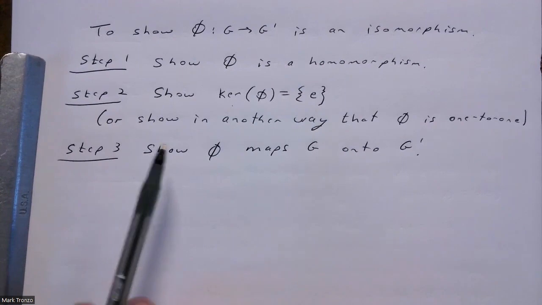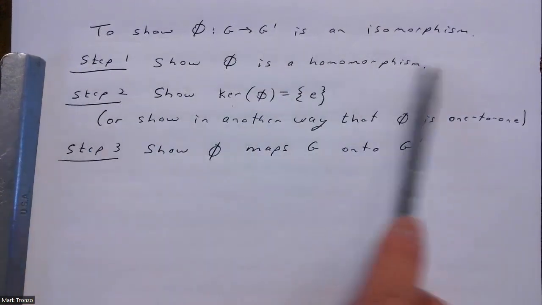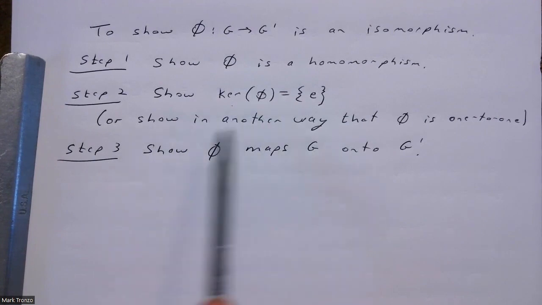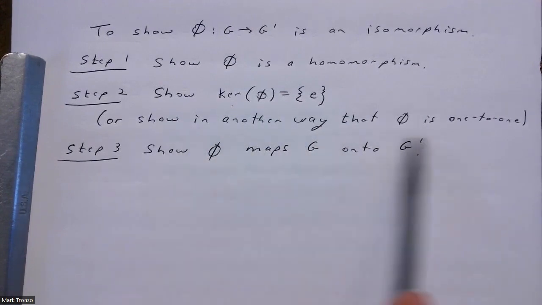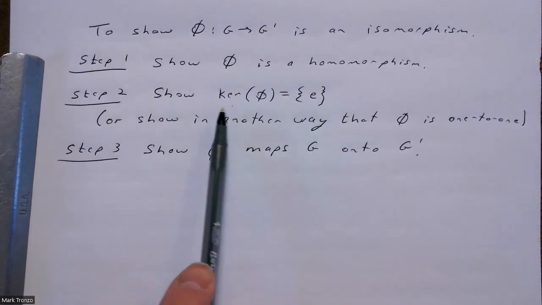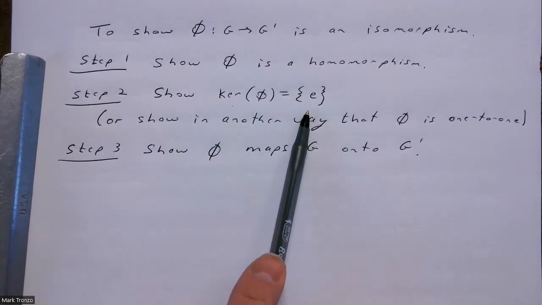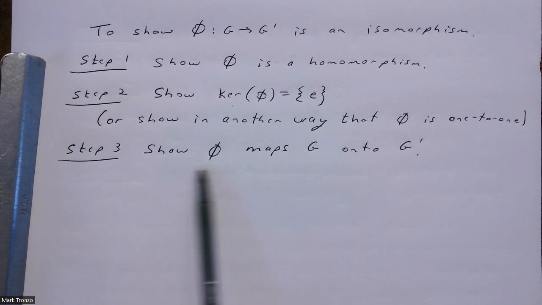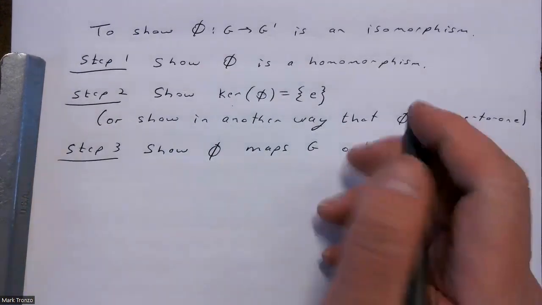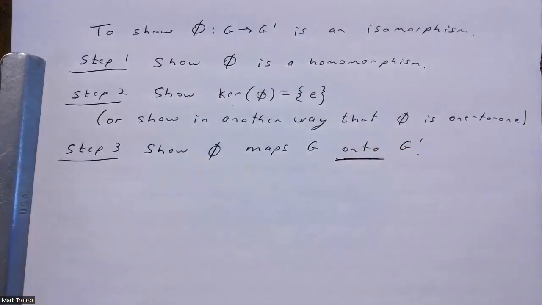So again, I use a lot of this later, but this is a way to show something's an isomorphism. Show it's a homomorphism. Show it's one-to-one, however you do it, it can be shown this way, that the kernel of phi is just the identity. And you have to show that phi maps G onto G prime.